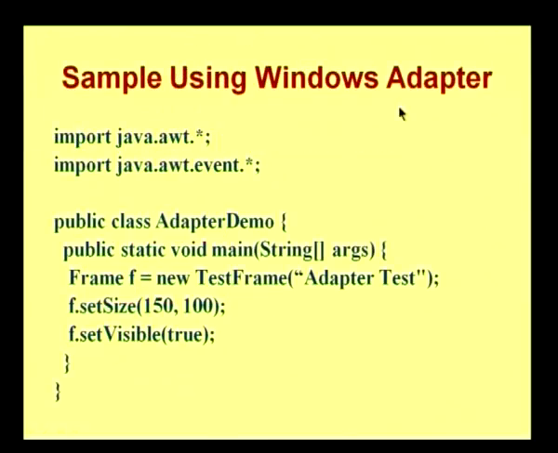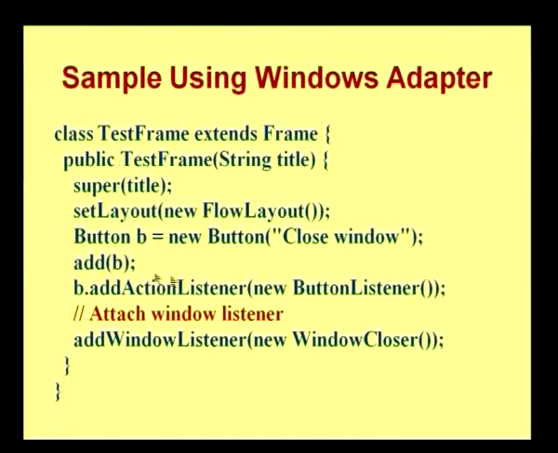So, here is a sample for using an adapter. You can see we have the frame and the same program that we have seen earlier, with a button. In the previous session we saw that you only implement the action listener. Here I am also making my window listen, so I am adding a window listener. This addWindowListener is available in the frame, as I told you. Frame is a container and is of type window, so frame is a derived class of window.